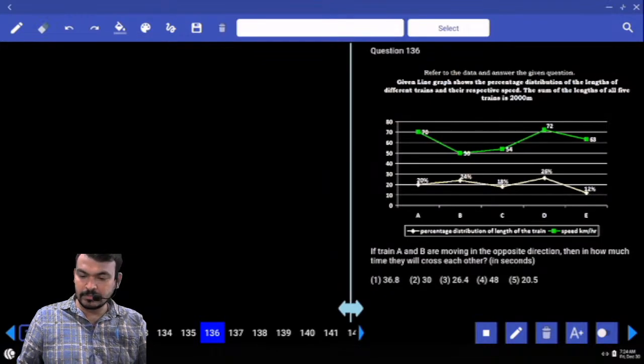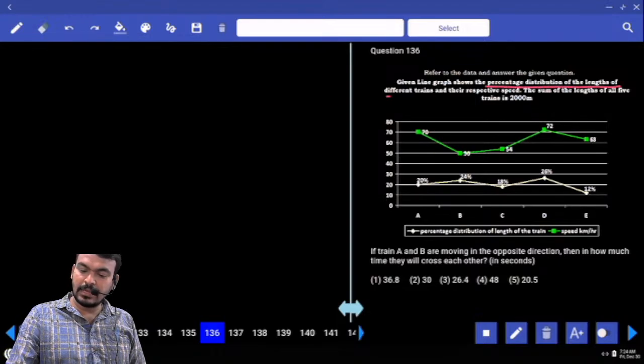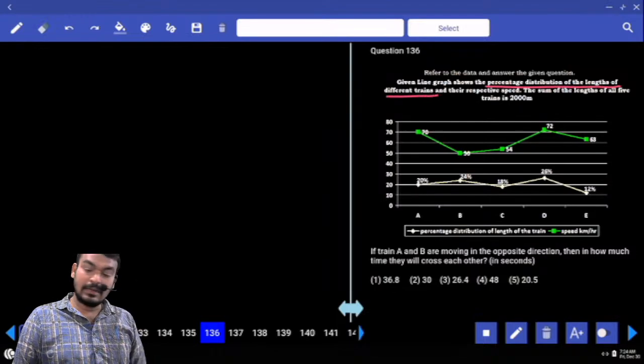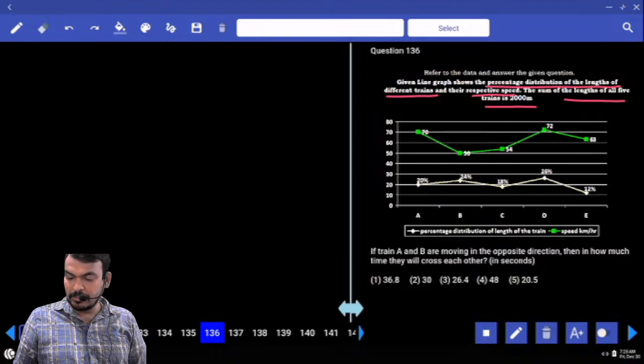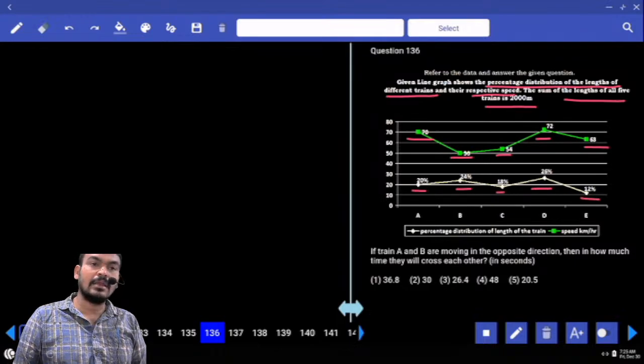2000 meters. The first graph shows the percentage distribution of the lengths of the different trains, and the second one shows their respective speeds. The sum of the lengths of all the 5 trains is 2000 meters. Here the green color portions are the speeds of the trains, and the white color portions are the lengths of each train.